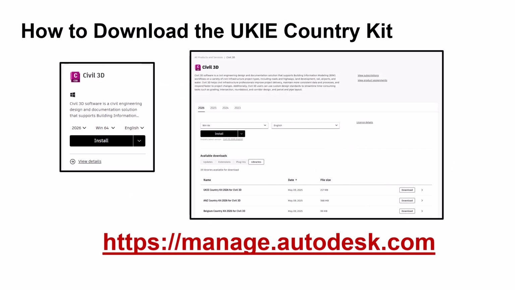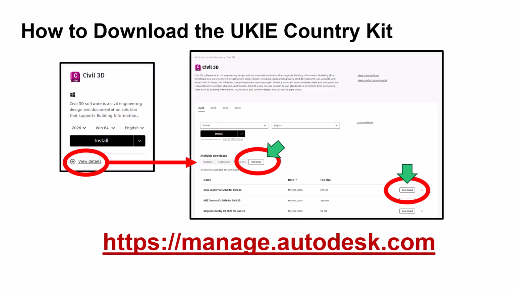Now, the way you actually download UKIE from Autodesk has changed. You will need to visit the subscription centre to get it. Look for the Civil 3D product and select View Details. This will take you to another screen, and under Available Downloads you need to choose Libraries, where you will find all the country kits. Just press Download next to the UKIE one.